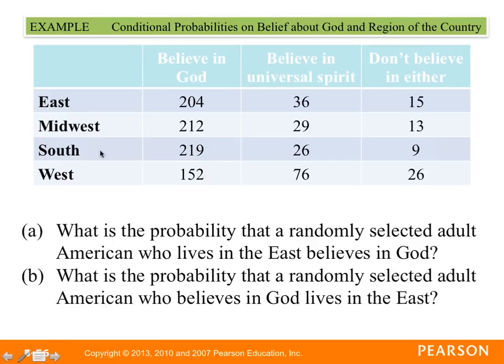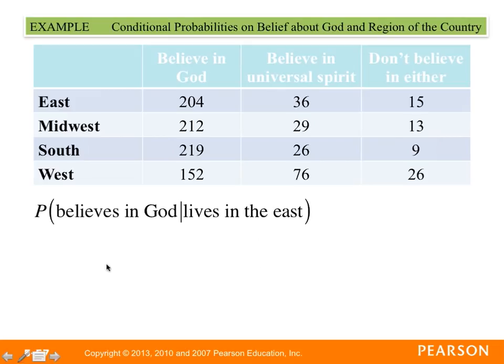So we have East, Midwest, South, and West. Believe in God, believe in universal spirit, and don't believe in either. So what we'd like to find is the probability that a randomly selected adult American who lives in the East believes in God. So we have the probability that they believe in God given that they live in the East.